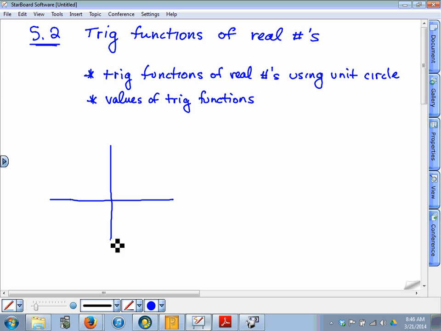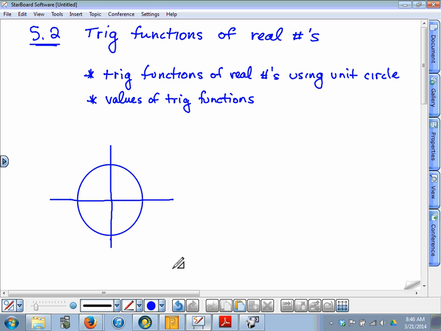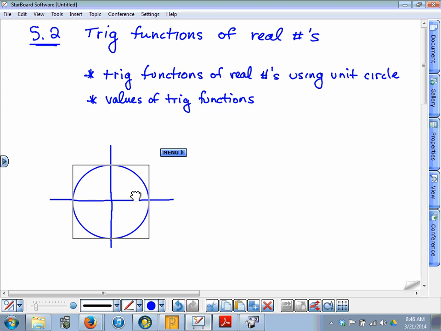Draw a graph. On the graph, I'm going to draw circles centered around the origin. And this is the unit circle.